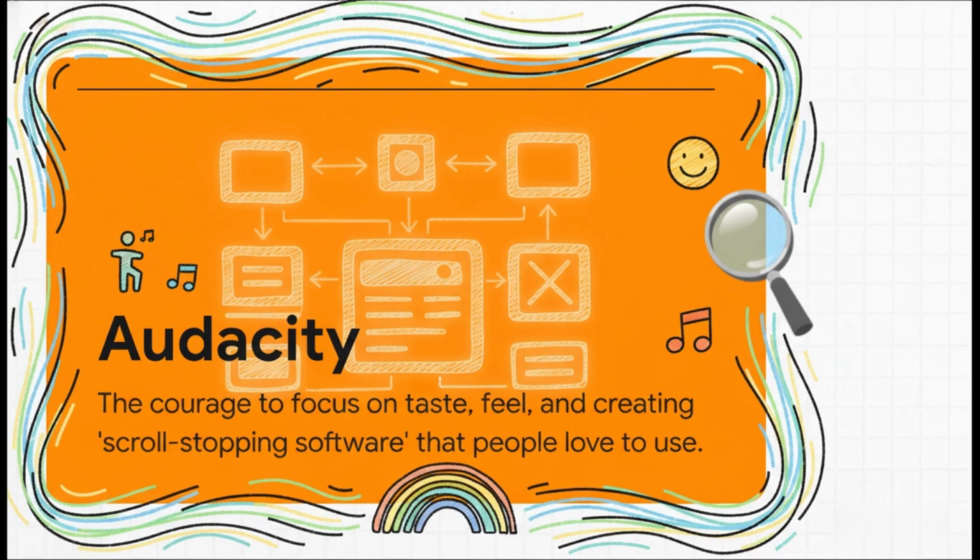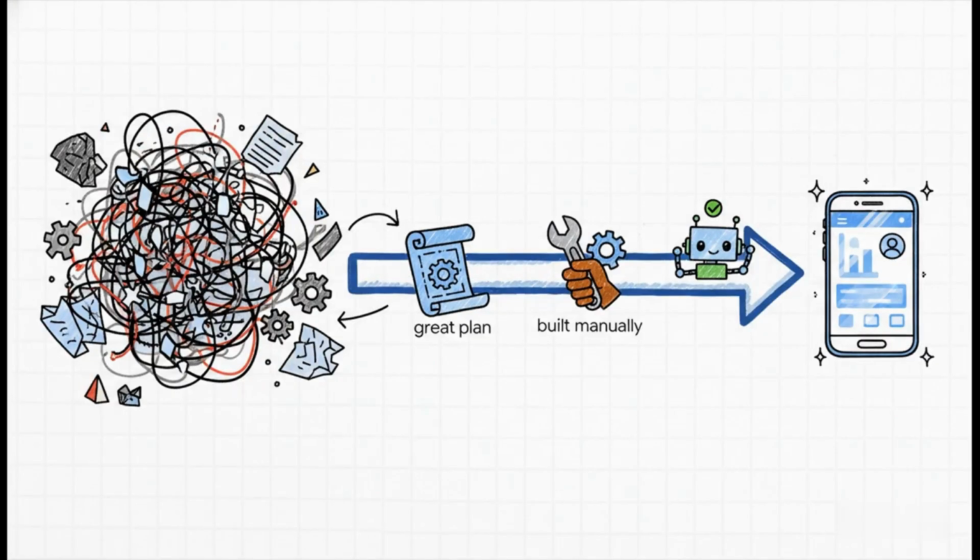As AI gets better at writing the code, the technical part gets easier. That means your real competitive advantage is your unique taste, your design choices, your focus on the art of the product. It's having the courage to spend time on the little details, the feel, the animations that make people love using your software. So let's bring it all home.